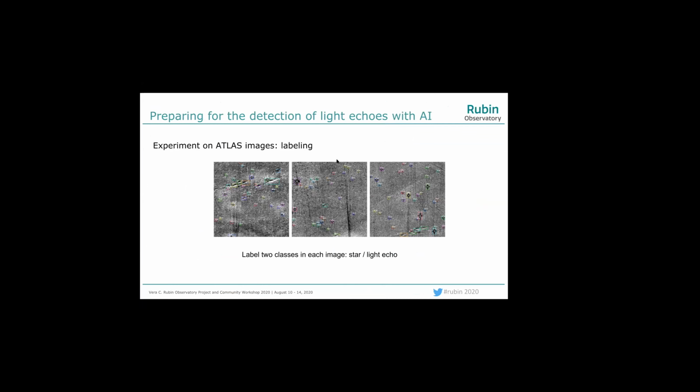Currently, I use only single epochs, but we have images of five epochs for each light echo. We may consider time evolution of light echoes in the future.